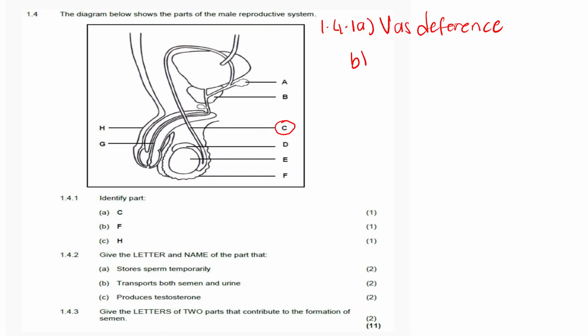Now B, identify part F. This is our F. So we know that part F is what we call the scrotum. It is a bag, right? A scrotum. Now C, identify part H. This is our H. Part H is what we call the penis. A penis, very good. Vas deferens, scrotum, and penis.